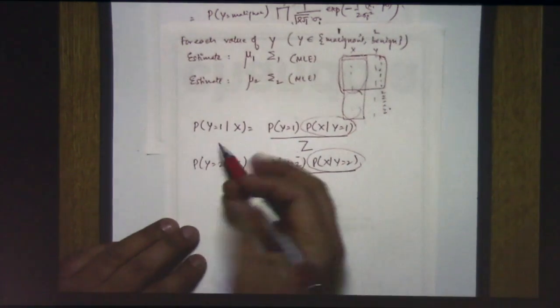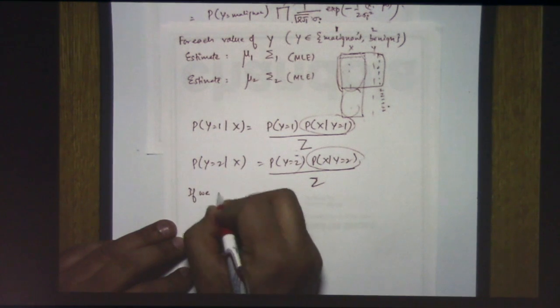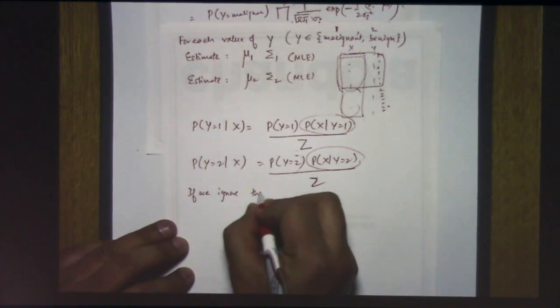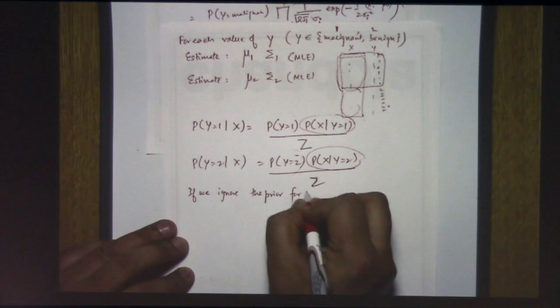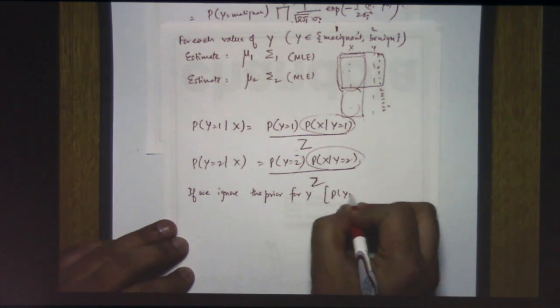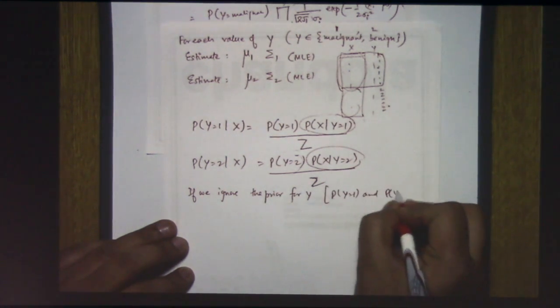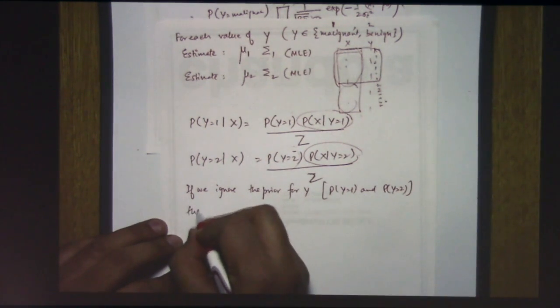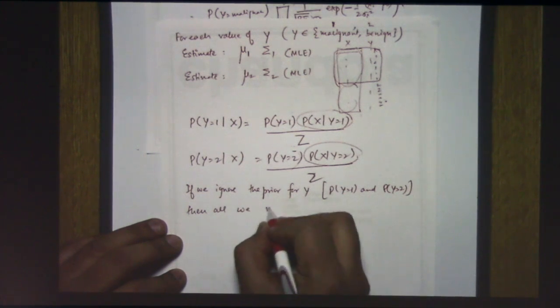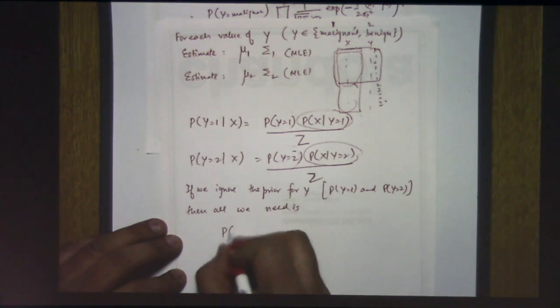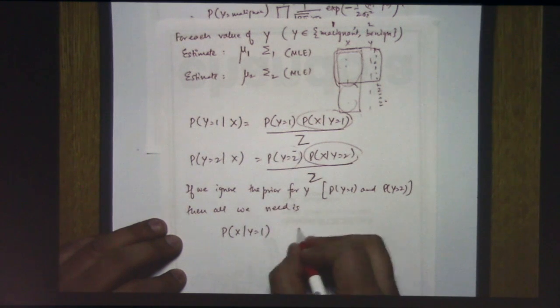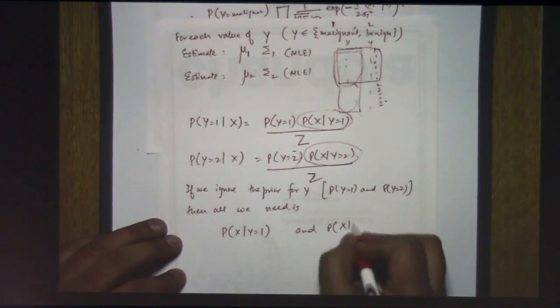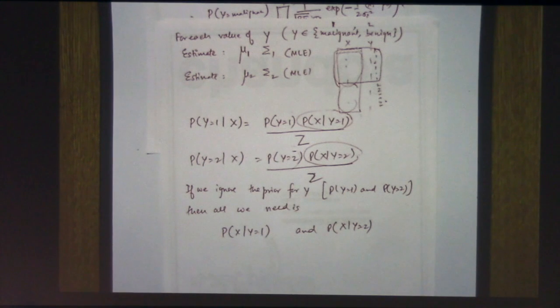Okay, so if we ignore the prior for y, which is p(y=1) and p(y=2), then all we need is p(x|y=1) and p(x|y=2), and whichever is higher, you say that is the class, right? That is the predicted class. So that is the idea behind discriminant analysis, all right?